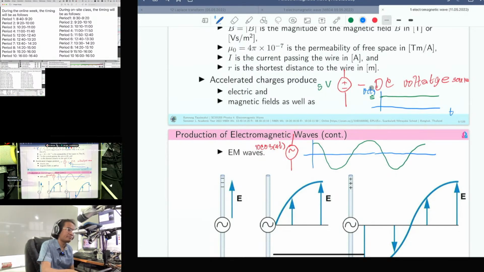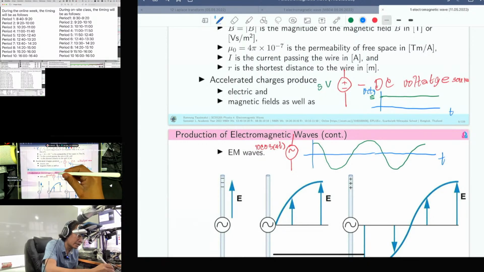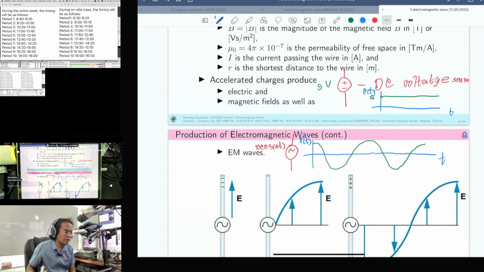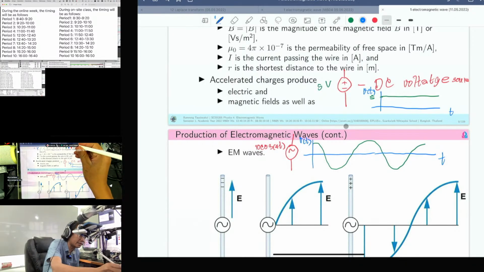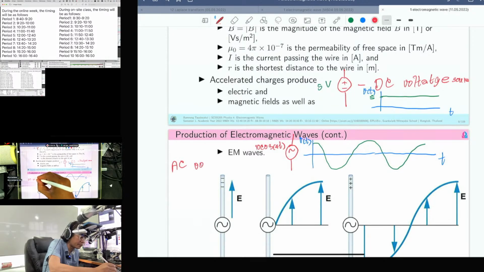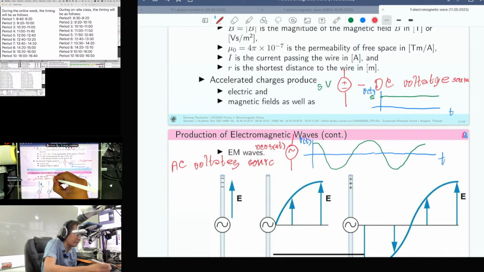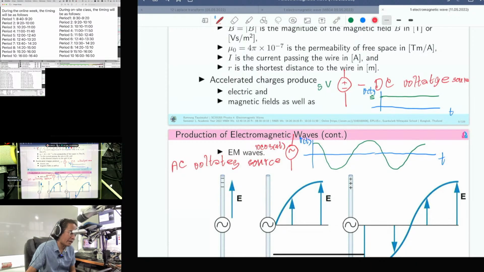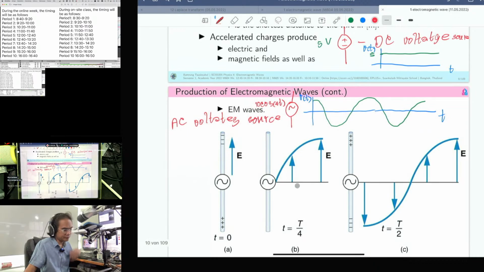Yeah, that's the T, right? And here is Vt. The voltage source in this manner is known as an AC voltage source. It will give you a voltage that depends on time, varies with time like this. Let's suppose the case when t is equal to 0. So we arrive at this point.